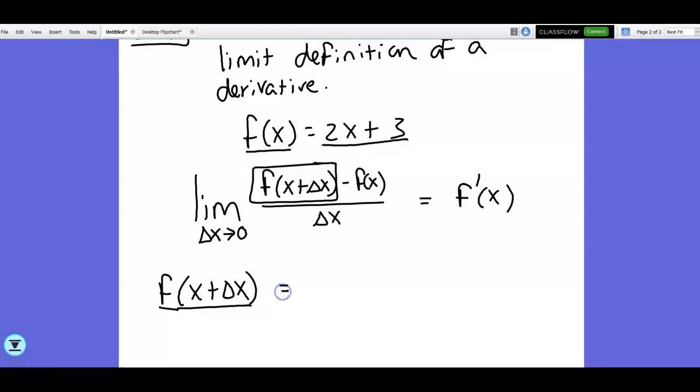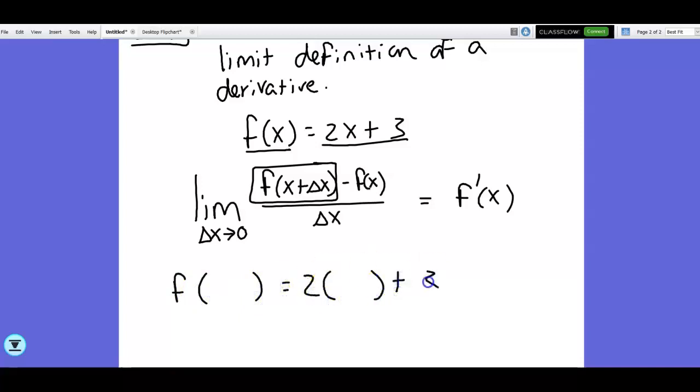So what I'm going to do is I'm going to take my function, f of x is equal to 2x plus 3. And what I'm going to do is I'm going to plug x plus delta x into it. Just like that. And then I'm going to simplify it if I can. This side stays the same, but over here we can go ahead and distribute.